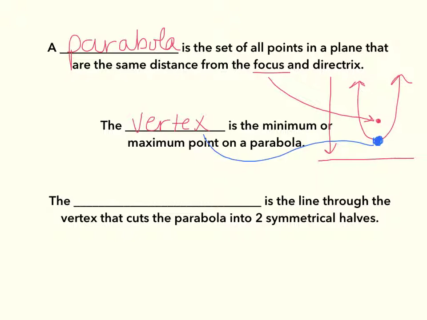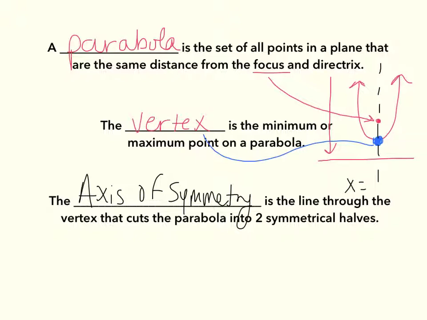Now the axis of symmetry is the line that cuts the parabola into 2 equal halves. So it goes right through the vertex. So in this case, this axis of symmetry is vertical, and it would be x equals whatever it crosses right there. It's a line that crosses and cuts that parabola in half.